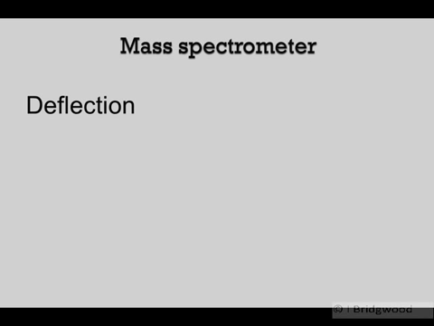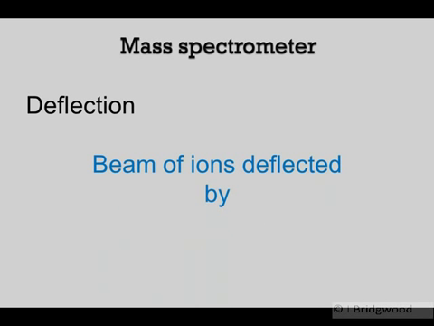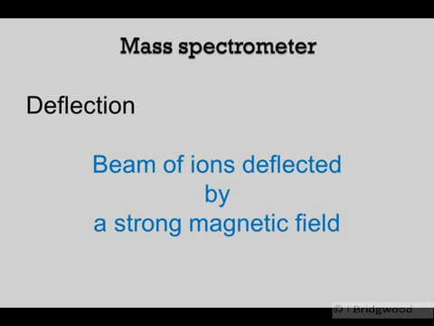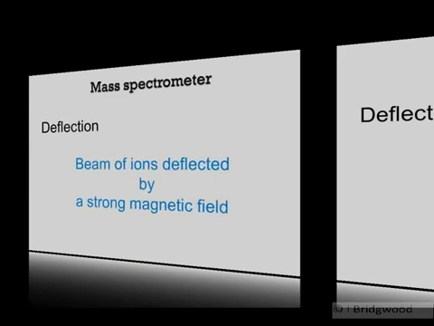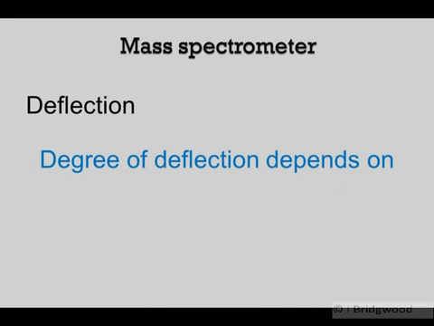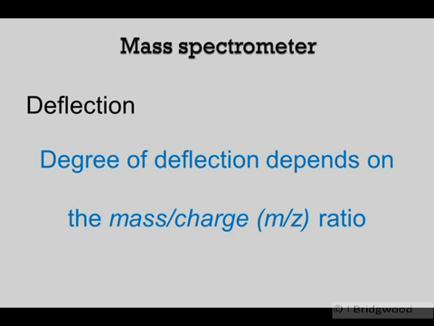Now, deflection is the key to how a mass spectrometer works, and the particles are deflected by a strong magnetic field. This is produced by an electromagnet, which can therefore vary that magnetic field strength. The degree of deflection depends upon the mass to charge ratio. If you think about it, if you have a big heavy particle, then that will be deflected less, whereas if you have a highly charged particle, that will be deflected more.